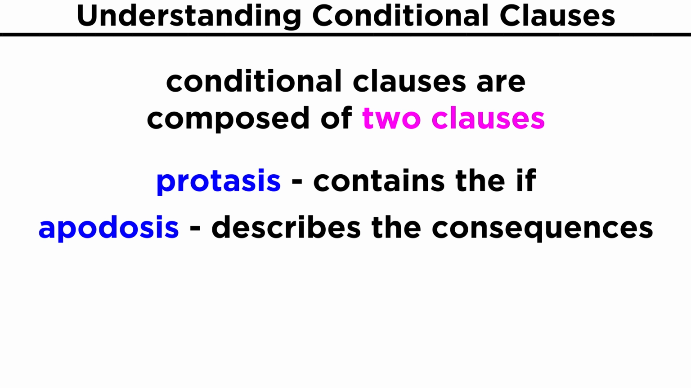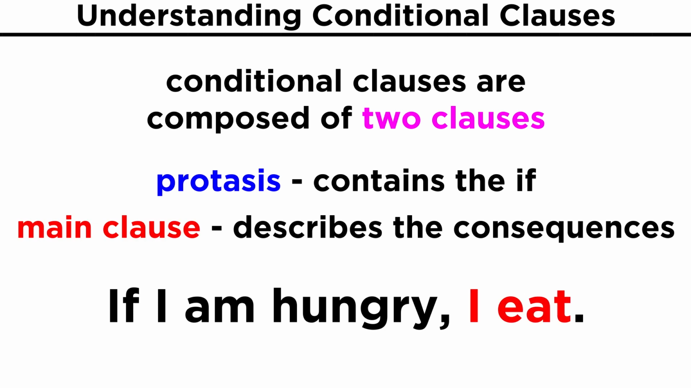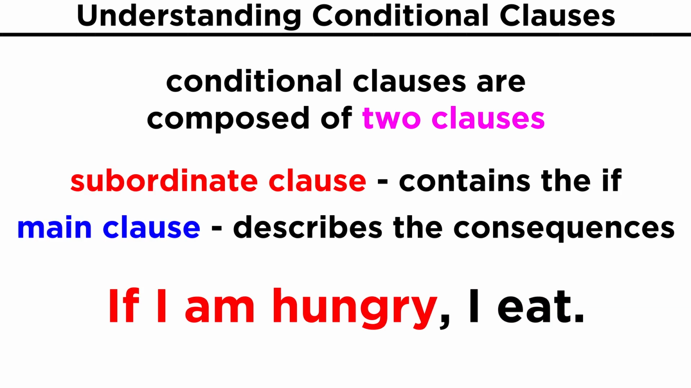Let's see this put to use in English first. If I am hungry, I eat. I eat is the main clause, preceded by the subordinate clause, which contains the if. This seems very straightforward, and indeed it is. It is quite understandable that one would eat when hungry.